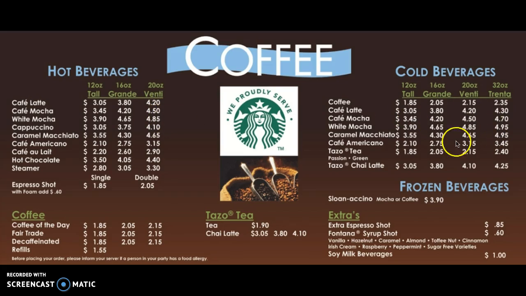And over here, all you've done is take the same drinks, make them cold, and you are getting basically the same price, although they've added a larger size.